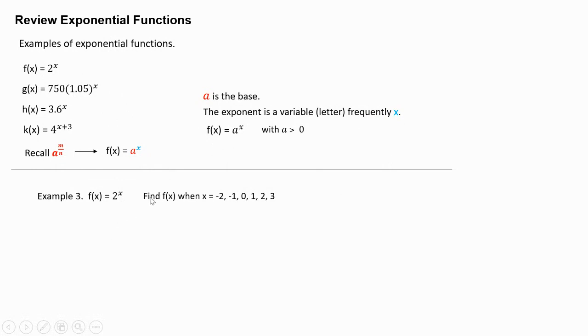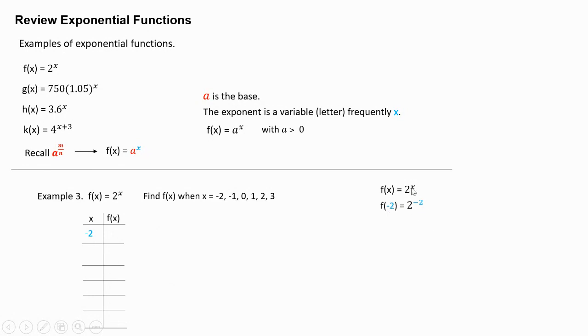First, you have to find some values. Find f of x when x equals -2, -1, 0, 1, 2, and 3. In other words, we're going to do a little table. F of x is the same thing as y. So I'm going to plug in all the values for x, starting with -2. When x is -2, I'm going to plug in -2 where the x is.